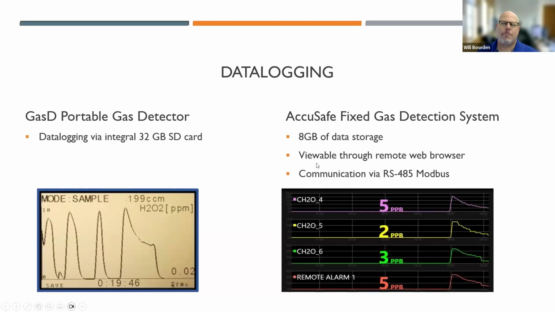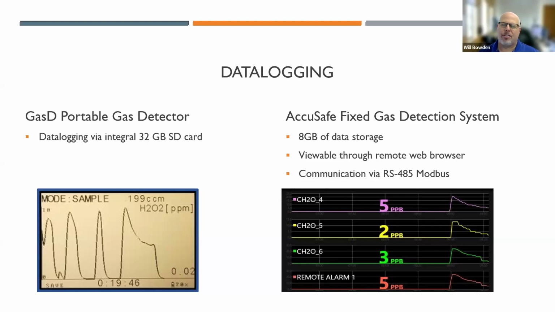Another feature that we have with both the GAS-D and the AccuSafe fixed gas detection system is data logging. On the GAS-D portable gas detector, we have data logging via the integral 32 gig SD card. That can be set up in the parameters in the system, downloaded to that SD card. That SD card can be removed and taken to a laptop or desktop. That data is downloaded for analysis or regulatory requirements where the emissions must be documented and logged. And that is built into the instrument itself.